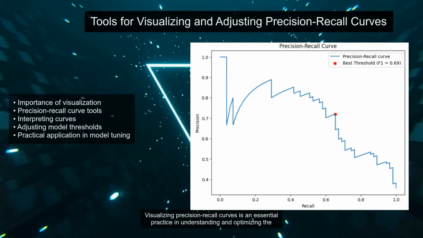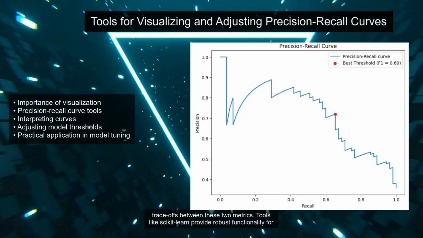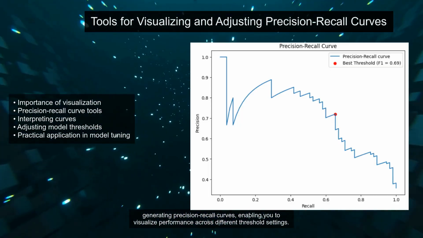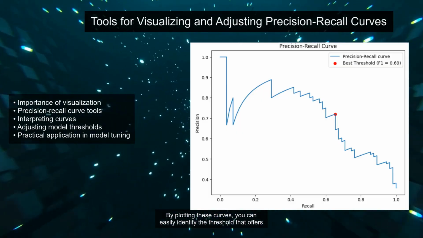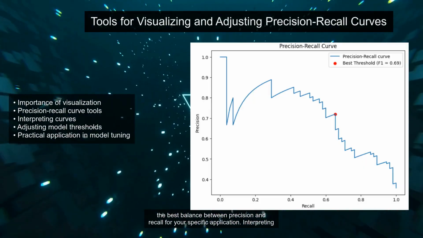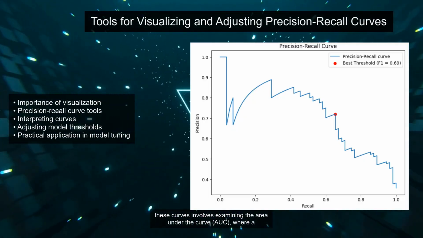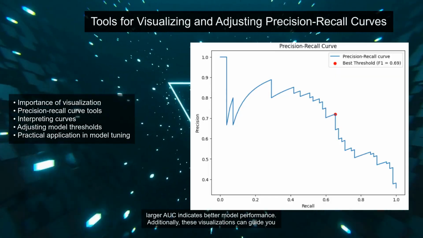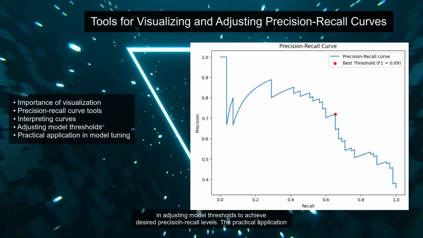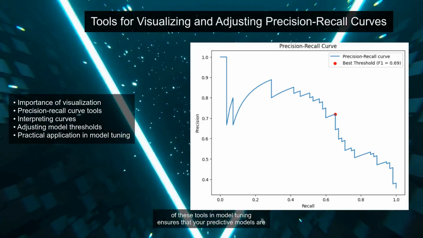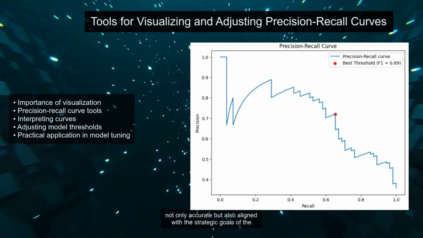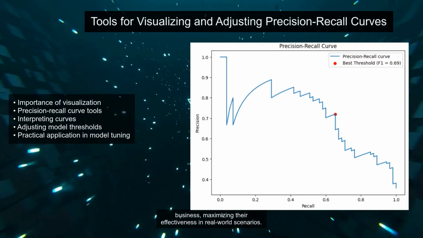Visualizing precision recall curves is an essential practice in understanding and optimizing the trade-offs between these two metrics. Tools like scikit-learn provide robust functionality for generating precision recall curves, enabling you to visualize performance across different threshold settings. By plotting these curves, you can easily identify the threshold that offers the best balance between precision and recall for your specific application. Interpreting these curves involves examining the area under the curve, AUC, where a larger AUC indicates better model performance. Additionally, these visualizations can guide you in adjusting model thresholds to achieve desired precision recall levels. The practical application of these tools in model tuning ensures that your predictive models are not only accurate but also aligned with the strategic goals of the business, maximizing their effectiveness in real-world scenarios.